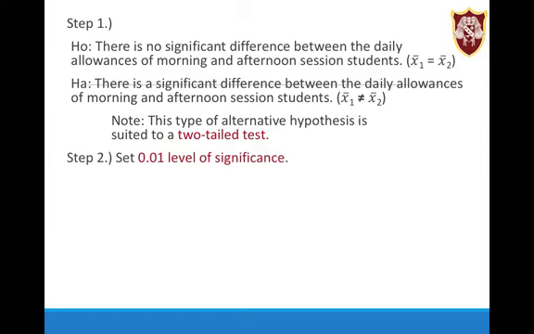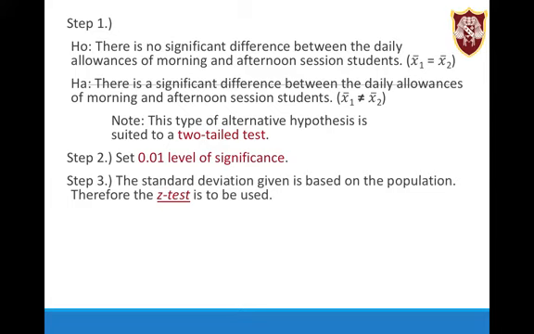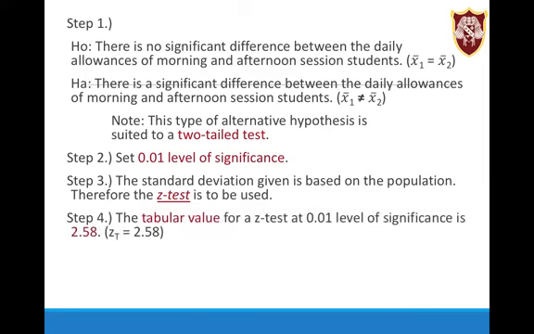So we're given a level of significance of 0.01. Again, the standard deviation is based on the population, therefore the z-test is to be used. The tabular value for a z-test at 0.01 level of significance is 2.58. So this is based on the z-table, at 1% level of significance of a two-tailed test.